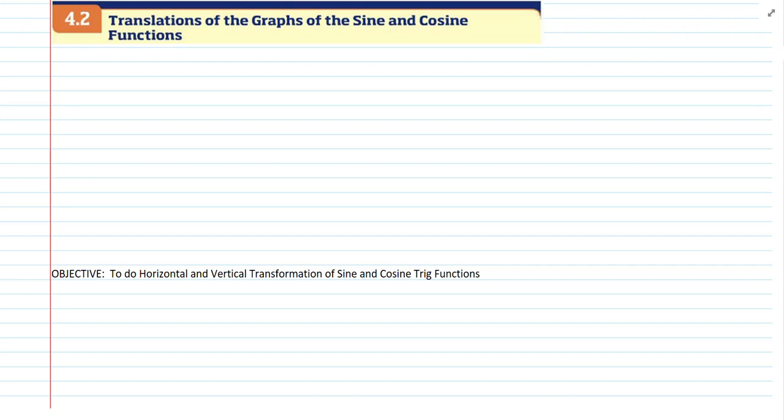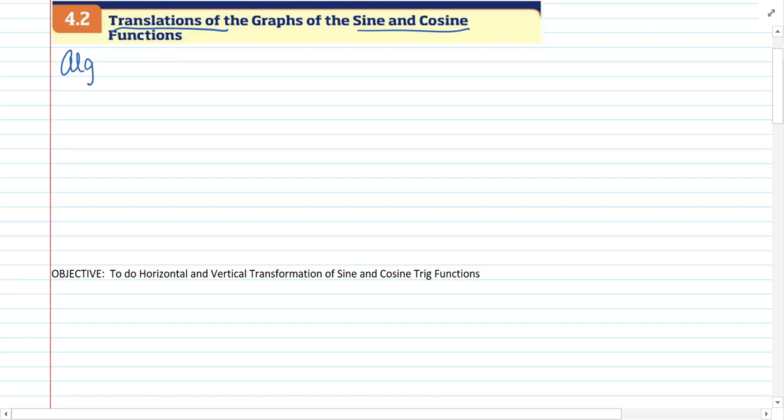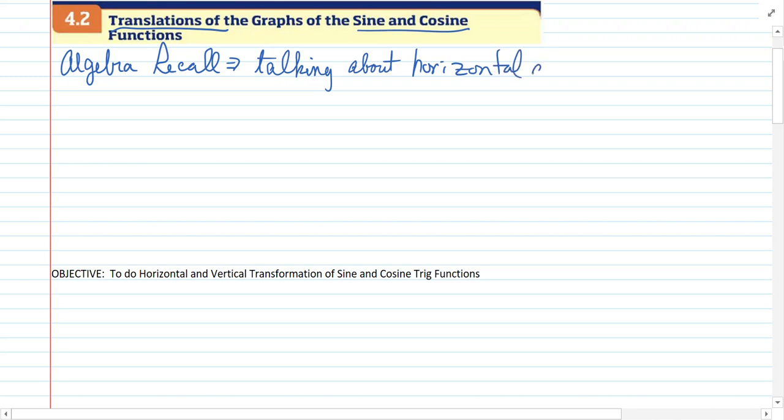Okay, we're going to start with section 4.2, translations of the sine and cosine functions. Now this involves algebra. So let's take a little aside here and make sure you can remember. We're talking about horizontal and vertical shifts.